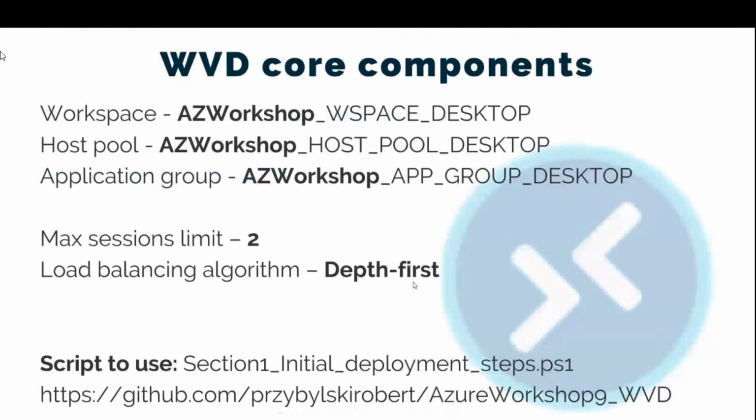Then let me show you the core components, and we will start deployment right after this slide. We will deploy 3 core components. One is the workspace, which will be called AZ workshop_W space_desktop. Then we will deploy the host pool, AZ workshop_host, and other names, and of course the application group. To be honest, the max session limit will be configured to 2 users per session host, and the load balancing algorithm will be configured to depth first.